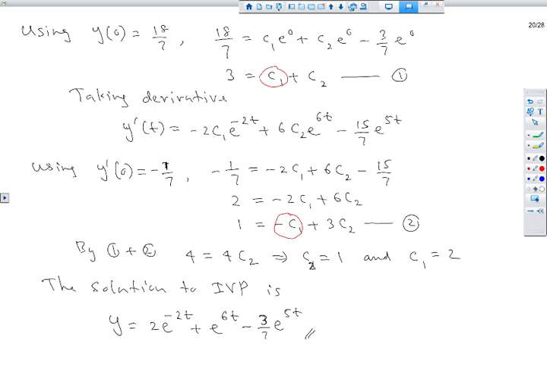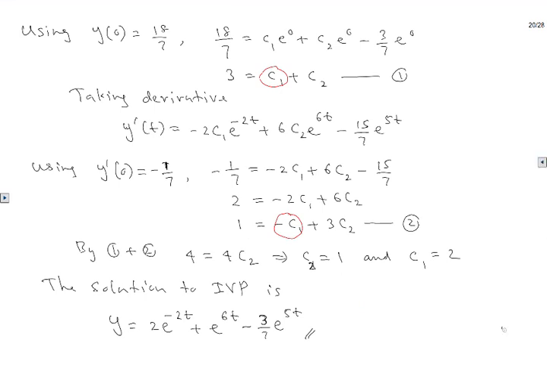You're going to get one equation, 3 equals c1 plus c2. You get another equation, 1 equal -c1 plus 3c2. The best way to solve these two is when you see opposite signs. The best thing would be to add them so that they cancel out, and then you simply get 4c2 equal 4.